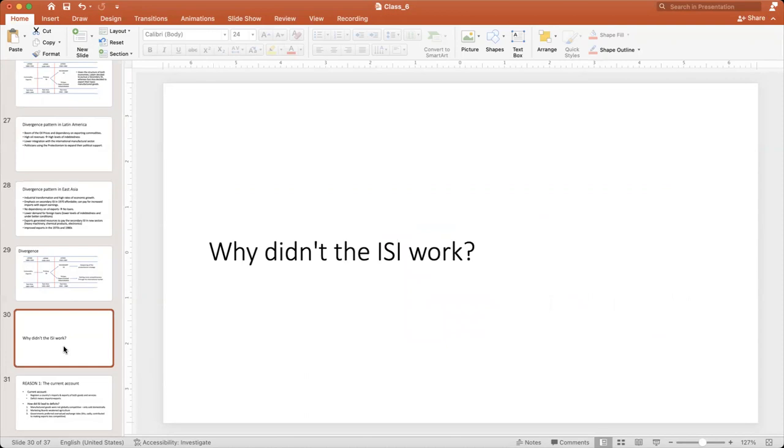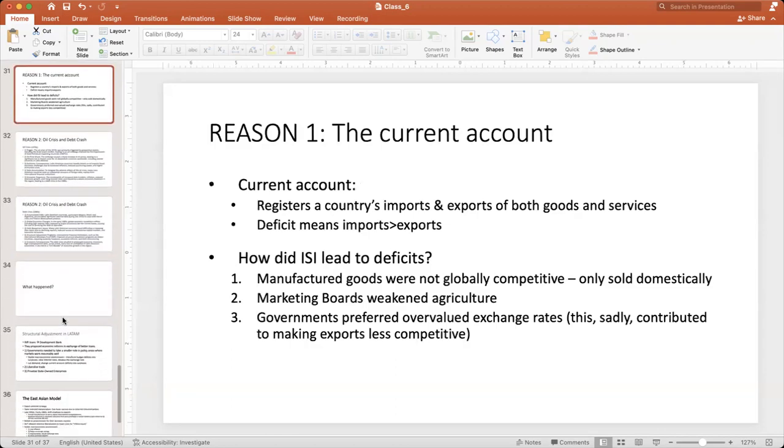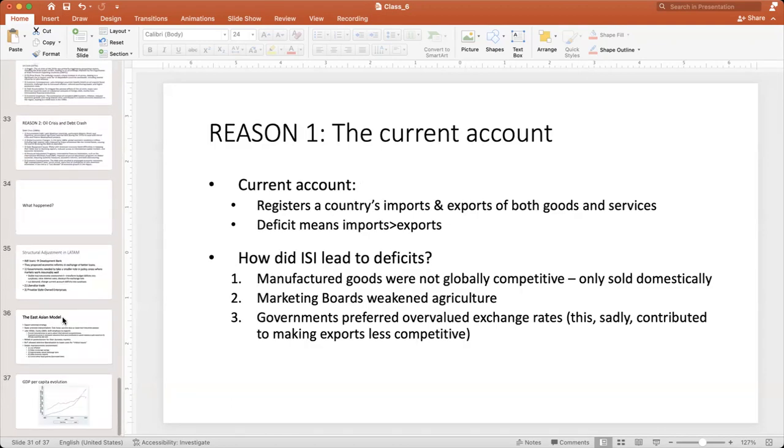However, the basic idea of the ISI is to protect your market. And now, today, 2023, we know that the world is very globalized. So countries, in a way, do not use protectionism as a strategy. So we already know that the ISI didn't work. So why didn't the ISI work? There are three reasons that we're going to cover.